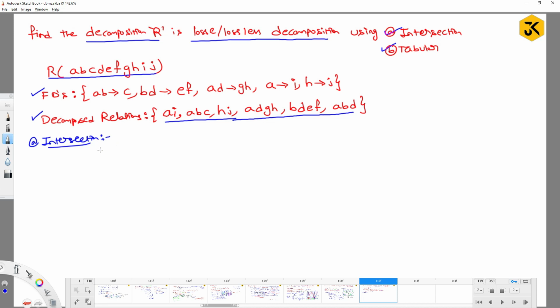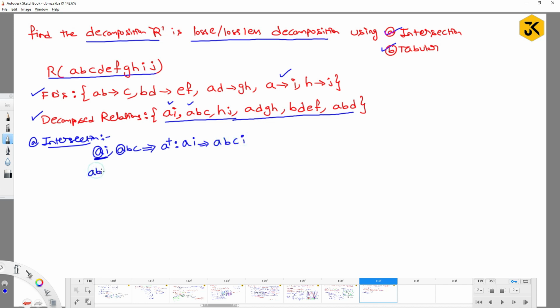First I will take AI and ABC. The common column is A here. Can I combine them? No. You first have to find out whether it is a candidate key or not. For that I will find A closure. A closure is AI. If you observe, this relation is completely covered, so I can say that A is a candidate key. So I can simply combine it with the other table ABC and get ABCI.